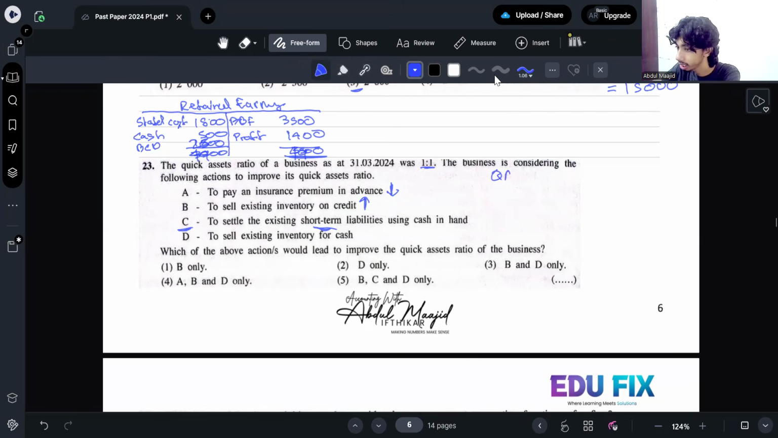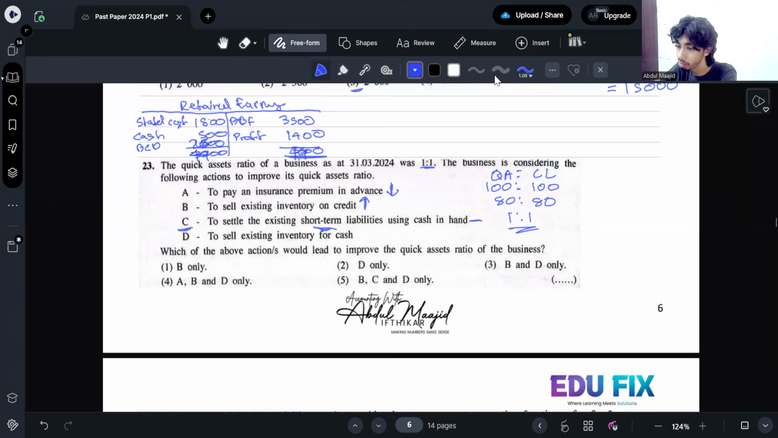Here say quick asset is to current liability. We'll say a quick asset 100, current liability is 100. Let's say we settled a trade payable of 20. Then quick asset cash will reduce by 20, then quick asset will be 80. Liability will reduce by 20, the trade payable, current liability also will be 80. Then it will be 1:1 still, no change, right? So here, no change.